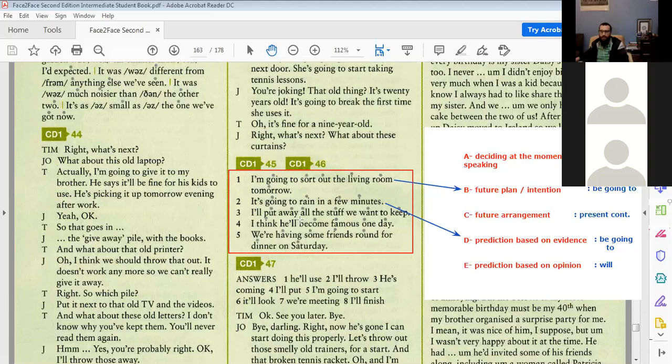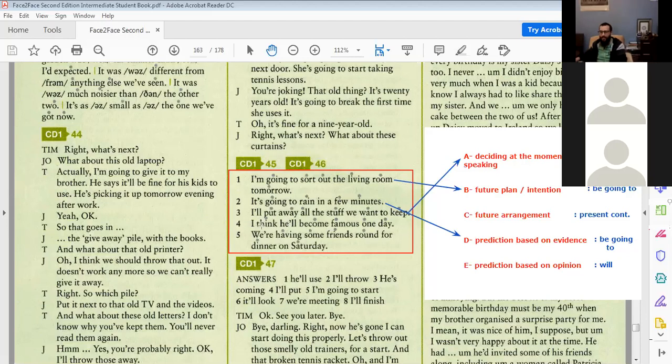All right, I'll put away all the stuff we want to keep. A. Correct. This person just decided this. Maybe Tim was talking to his girlfriend or wife or whoever, and maybe she started screaming or shouting. He said, okay, I'll put away all the stuff we want to keep. Maybe she started crying because he wanted to throw away everything. So she started a fight. He said, okay, and he made a new decision. He said, I'll put away all the stuff we want to keep, okay? She said, okay, and everybody's happy.